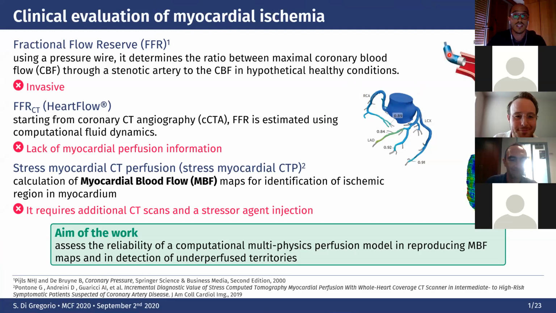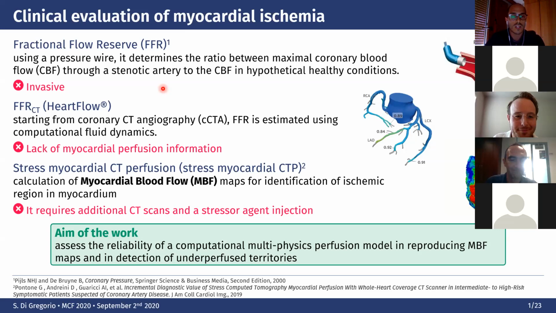So recently, new techniques emerged to evaluate myocardial ischemia. For example, we have FFR CT, which estimates the FFR using computational fluid dynamics. However, it does not give any information about the perfusion inside the myocardium. Another technique is stress myocardial CT perfusion, which calculates the myocardial blood flow, MBF, to identify ischemic regions inside the myocardium. But it requires more CT scans and an intravenous stressor administration.